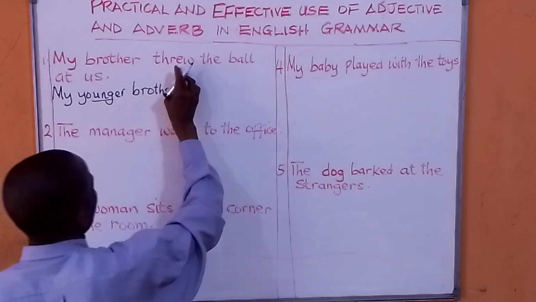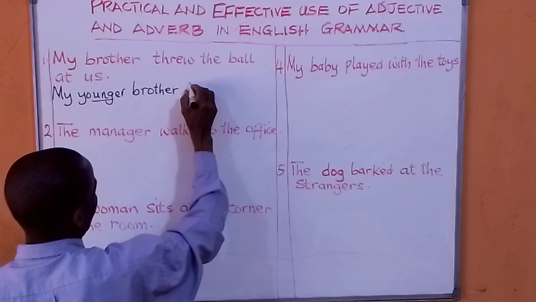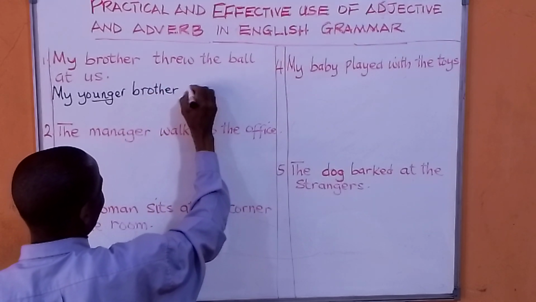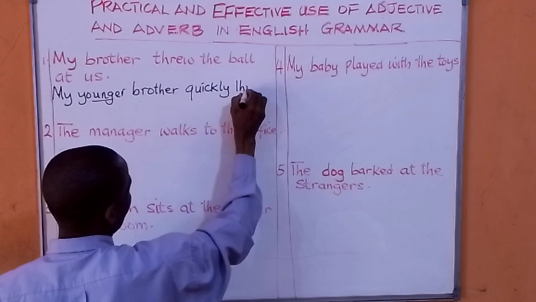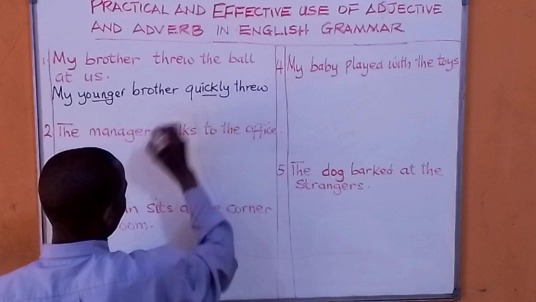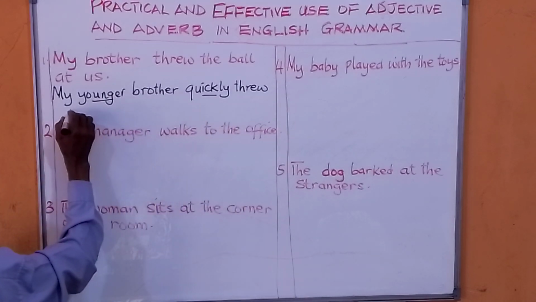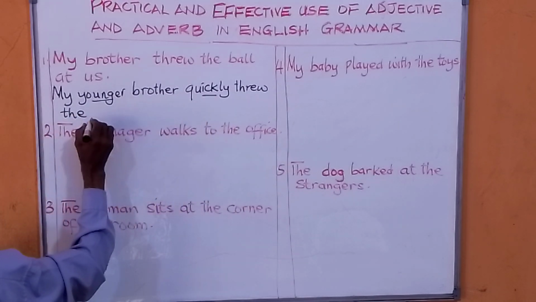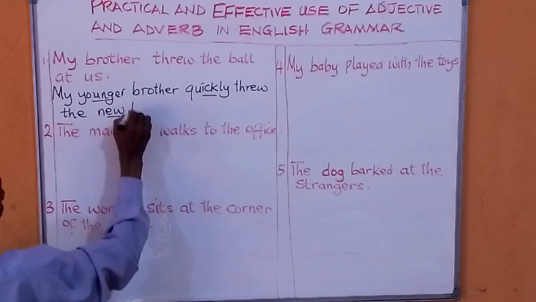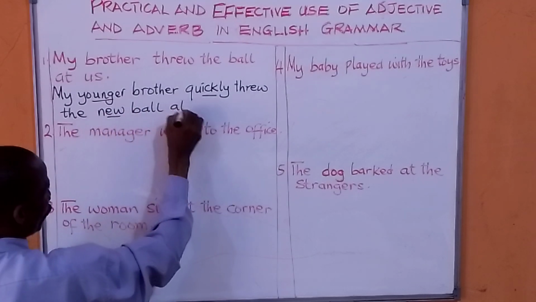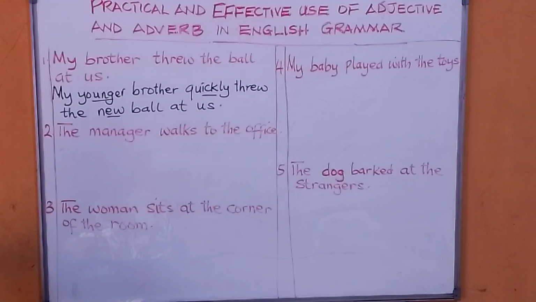So this is threw. Now let me say, my brother quickly. Let me add this quickly to the word threw. That is an adverb now. This is my adverb. Threw the ball. What kind of ball? Let me put new ball. The new ball at us.